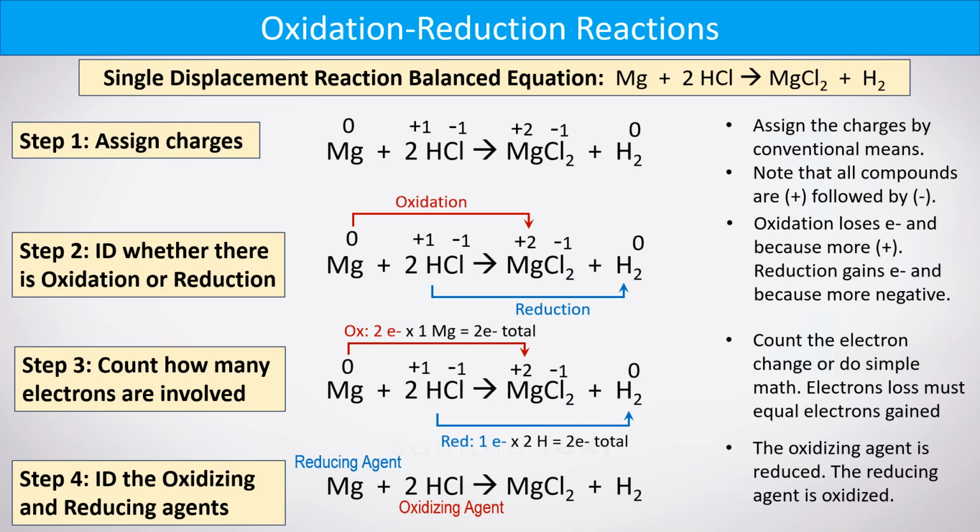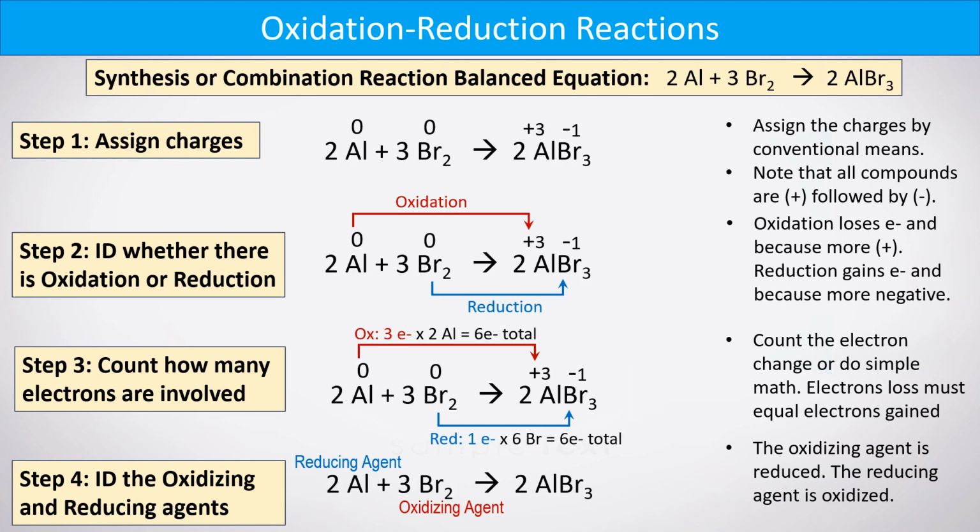So to repeat, magnesium is the reducing agent and hydrochloric acid, HCl, is the oxidizing agent. Magnesium was oxidized from 0 to +2. Hydrogen was reduced from +1 to 0. The total electron balance was 2 electrons oxidation, 2 electrons reduction.